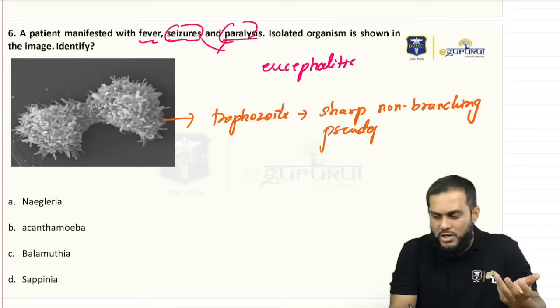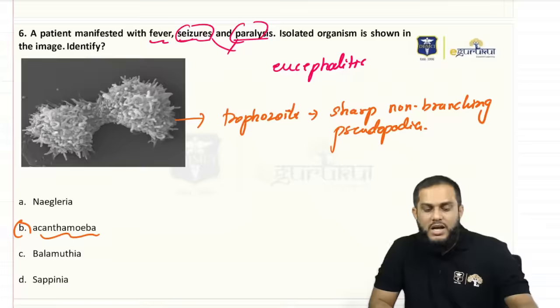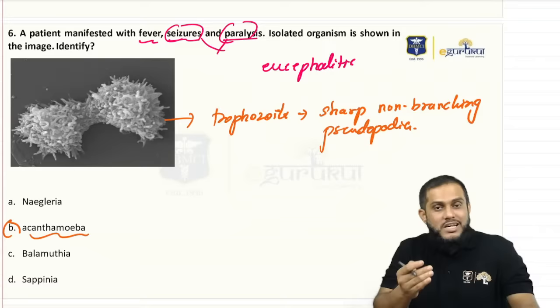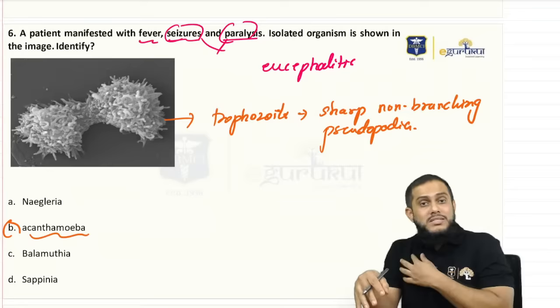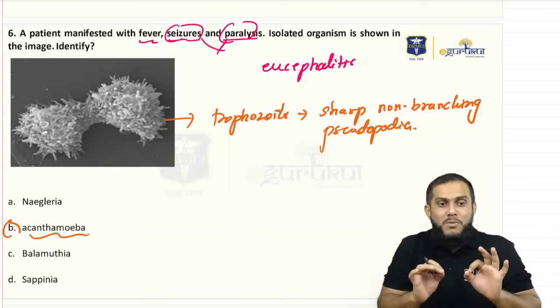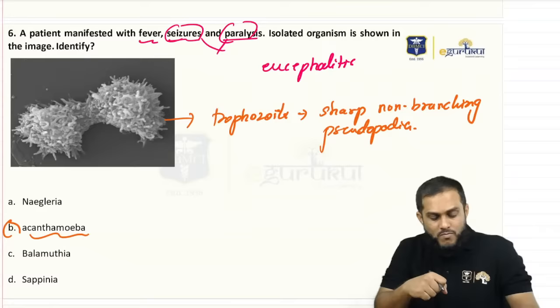Sir, the answer is acanthamoeba. A few students told me the history was meningoencephalitis, and neck stiffness was also there. If neck stiffness is there, then the diagnosis is meningitis. Seizures and paralysis mean encephalitis. Together the diagnosis becomes meningoencephalitis. Meningoencephalitis goes in favor of Naegleria, whereas acanthamoeba causes GAE, granulomatous amoebic encephalitis.